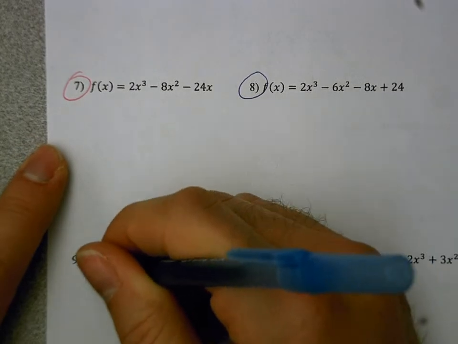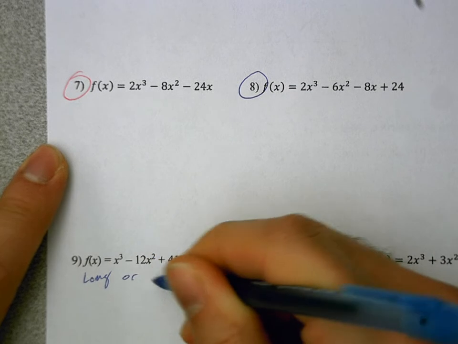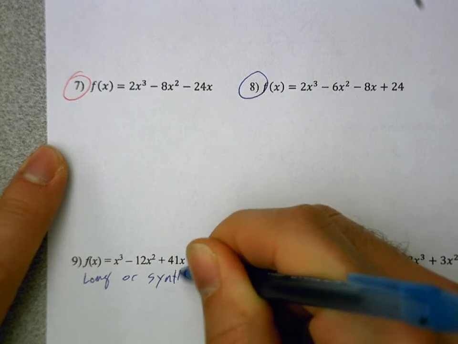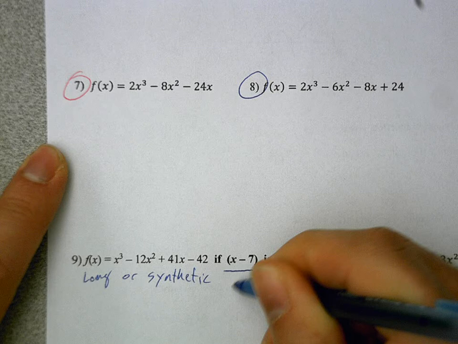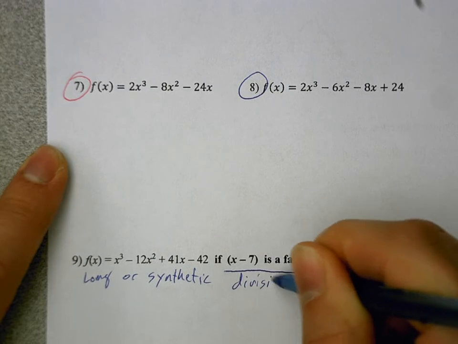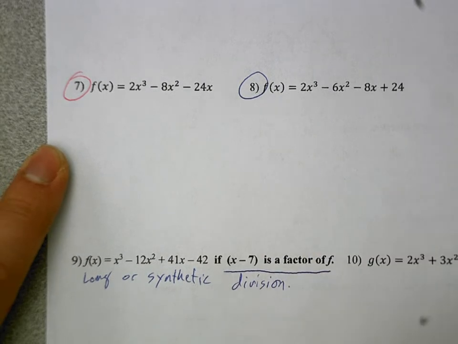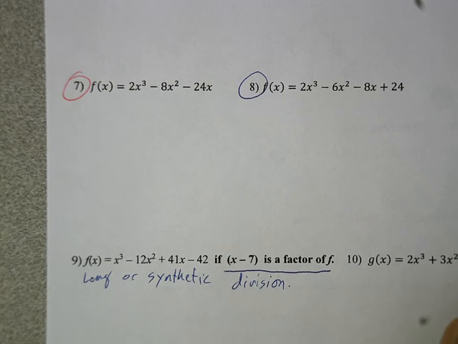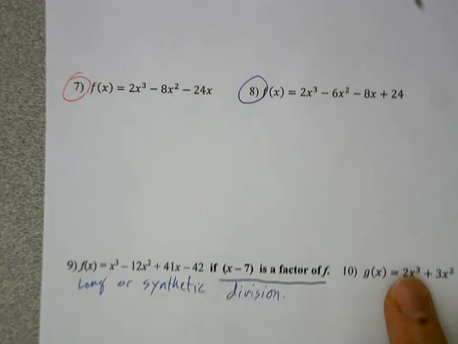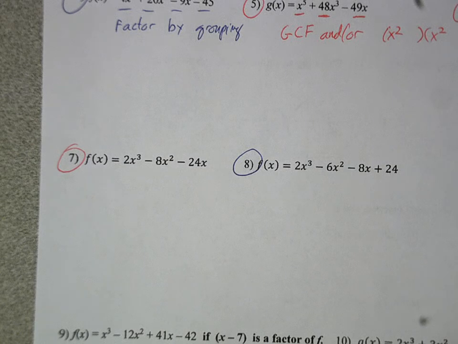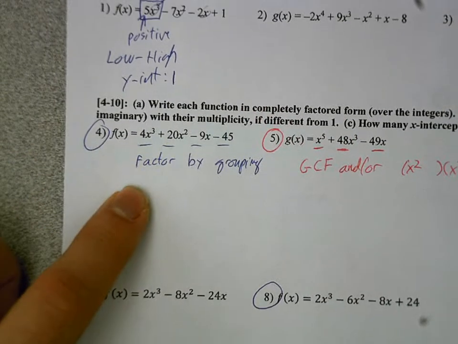So long or synthetic division. Real fast, I'm going to show you an example of each of those, at least starting it. I may not finish it, because we were just practicing in Unit 2 review how to finish factoring. But real fast here, factoring by grouping.